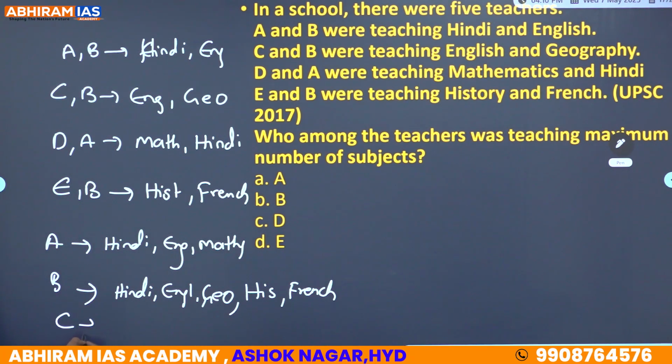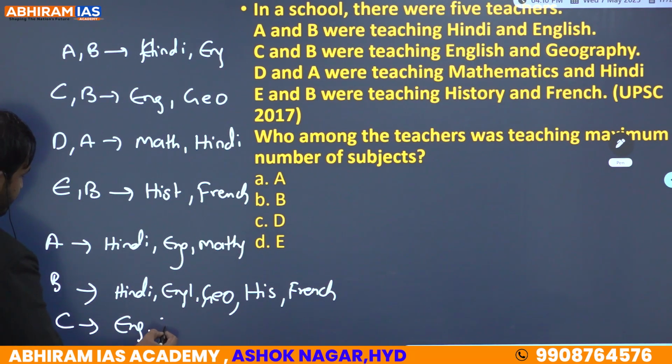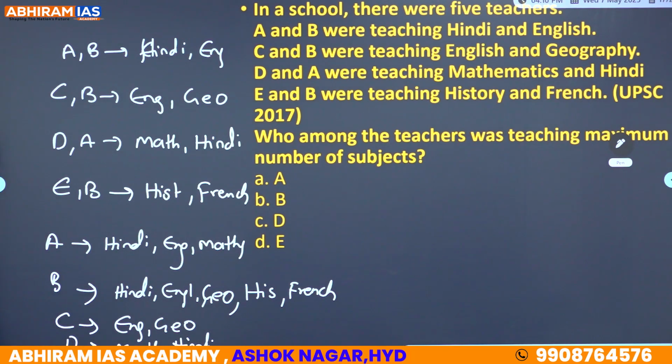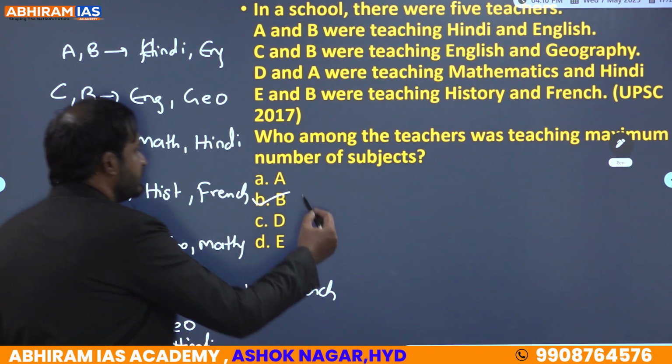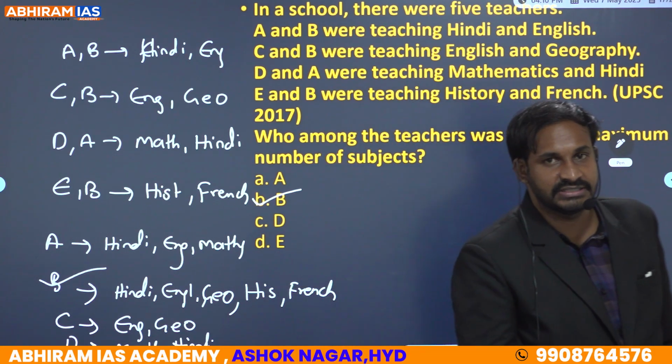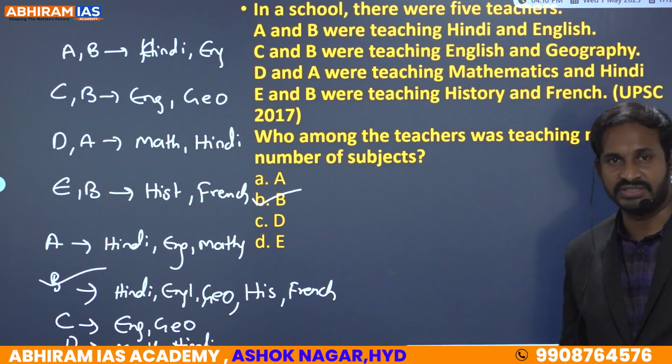Next, C can teach English and geography. That's it. D can teach math and Hindi. Next, E can teach history and French. Now tell me who is teaching the maximum number of subjects? B is teaching the maximum number of subjects here.